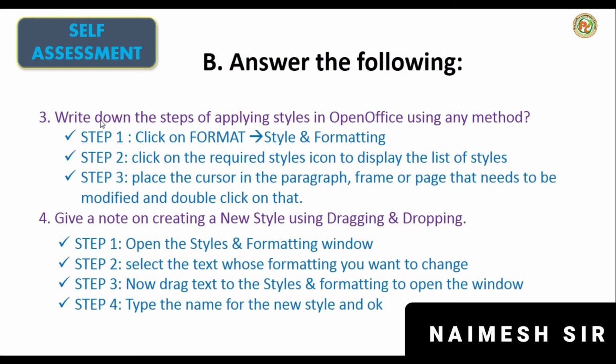Number 3, write down the steps to apply styles in OpenOffice using any method. For example, step 1, we have to click on Format or simply press F11 from the keyboard and go to the Styles and Formatting window. It will appear. Now from there click on the required styles icon, whatever you want to apply. Click on that icon, then it will display the list of all its particular styles.